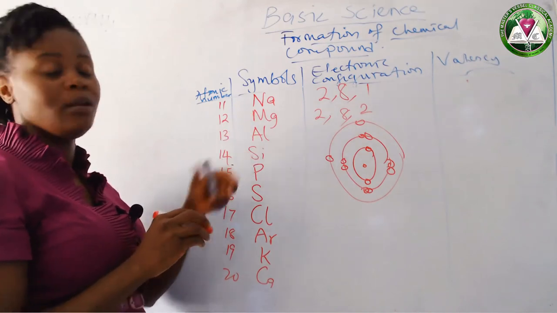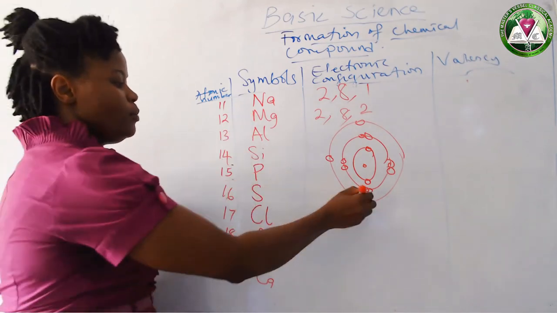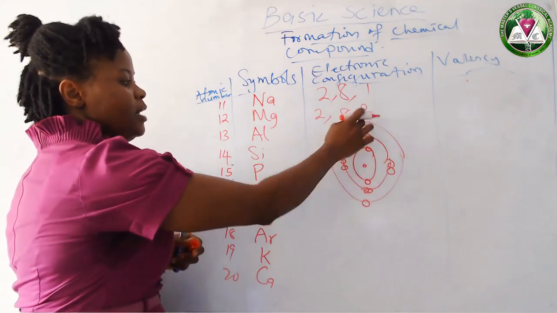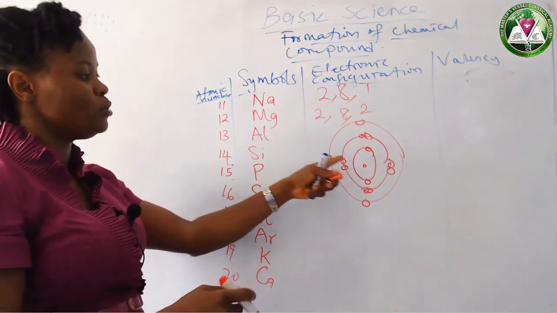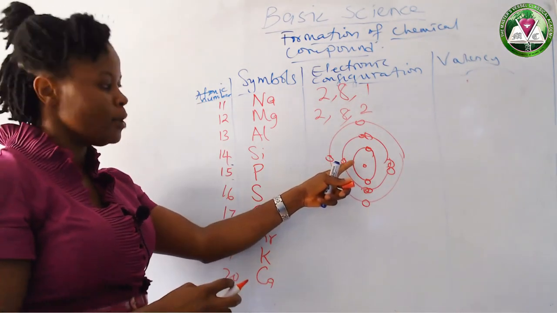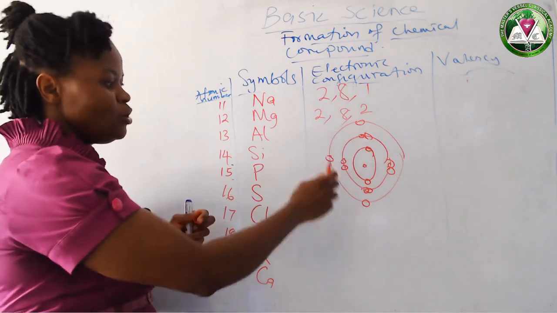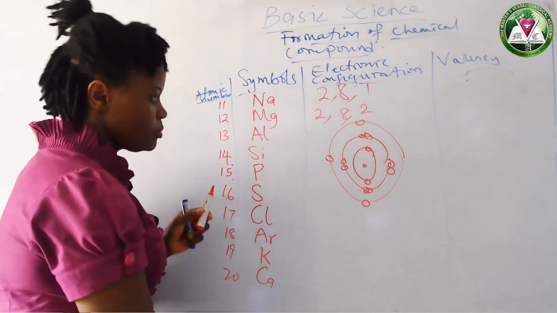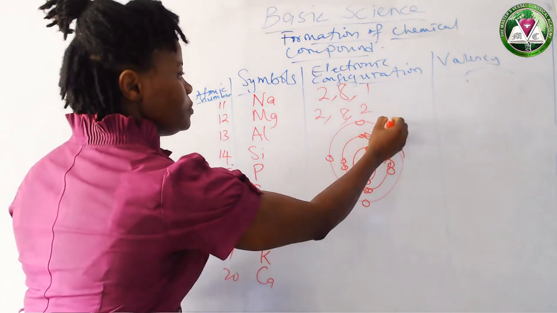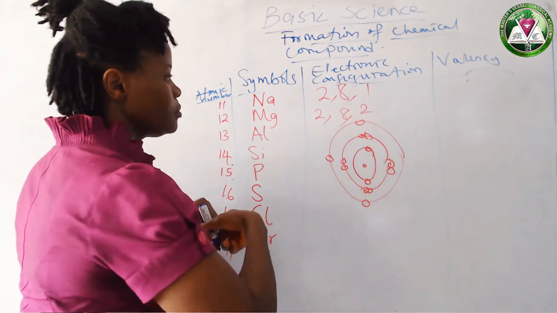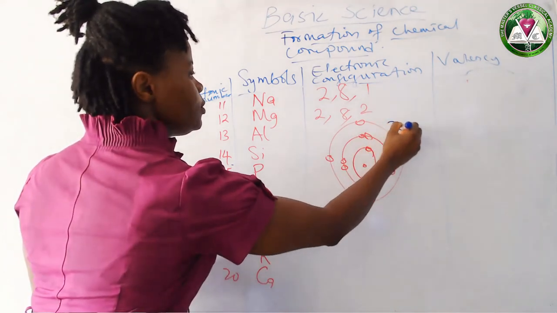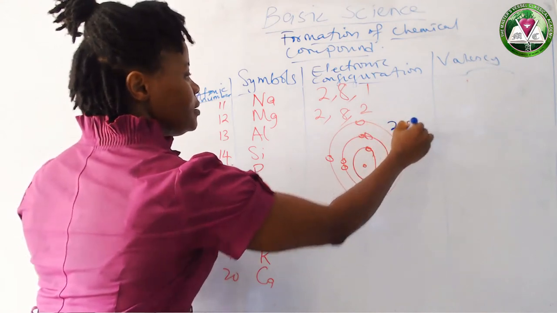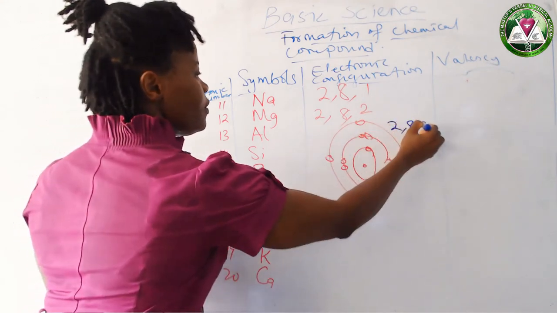After magnesium you have aluminium. What's the structure? Put 3. 1, 2, 3, 4, 5, 6, 7, 8, 9, 10, 11, 12, 13. So aluminium is 13. So this is correct for the structure. Is that okay? Okay. So let's write out the electronic configuration. How many electrons do you have in the first shell? 2. Let's write it here. The second one is the last one, 3.